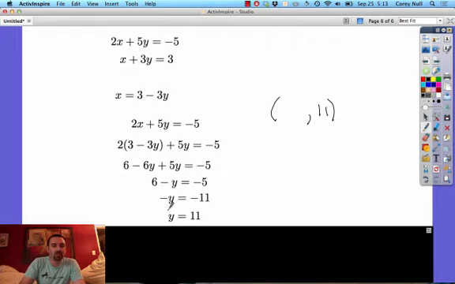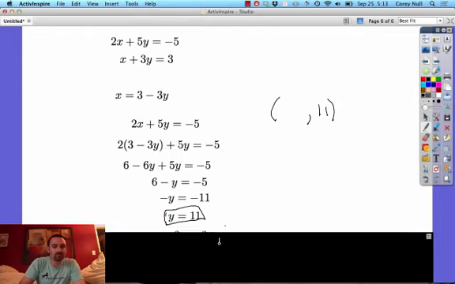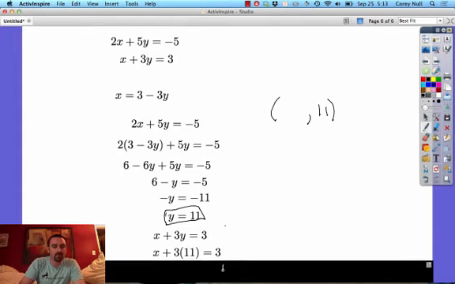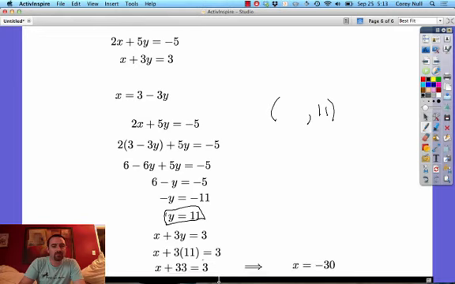So I substitute, again, y must go into one of those equations. So y is 11, so I put y equals 11 in here. There's y. y is 11, so I put it in there, and I get x plus 33 equals 3. And so I end up getting x equals negative 30.